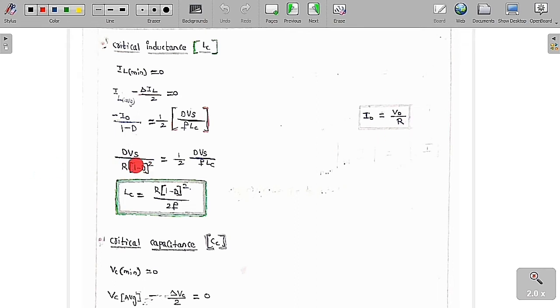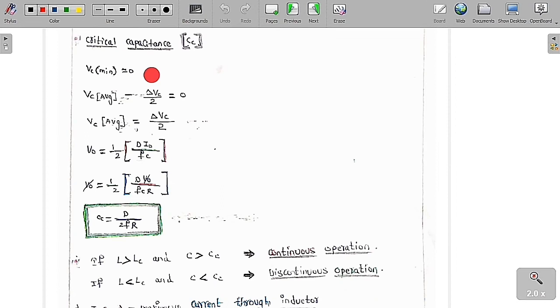So finally you are going to get D Vs by R into 1 minus D whole square is equal to half into D Vs by F L C, because minus minus cancels. Now if you solve this equation, finally the critical inductance is equal to R into 1 minus D whole square by 2F. So this is the value of the critical inductance. If the value is more than this, continuous conduction is always possible. Otherwise, if the chosen inductance is less than the critical inductance, no continuous conduction is possible.